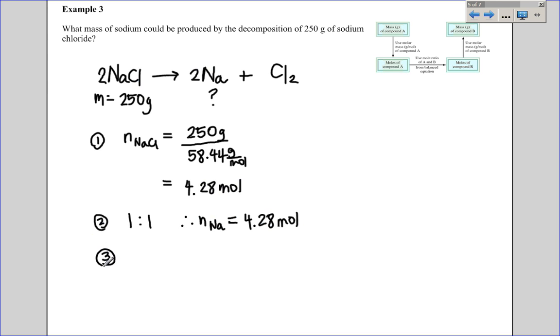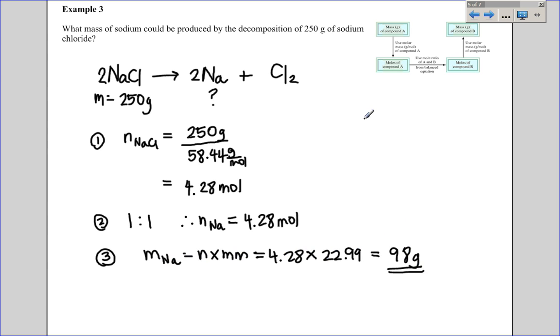And step 3 is to find the mass of sodium, which we do by multiplying the moles that I have by the molar mass. And it's the moles of sodium, which is 4.28, times the molar mass of sodium, which is 22.99. Okay, and that gives me 98 grams, which is properly reported to 2 significant digits.